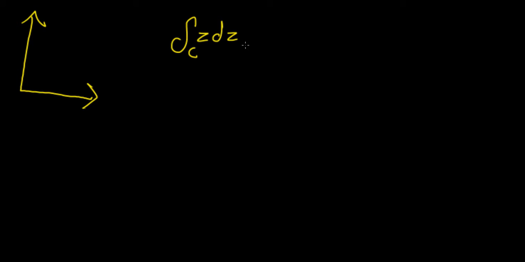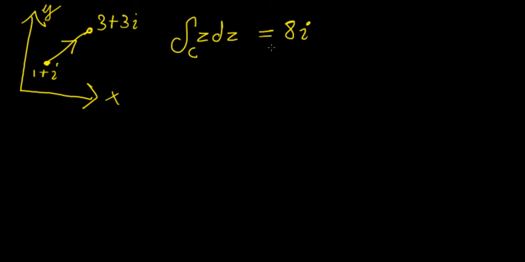In the last video, we talked about how to integrate the following function. We had the integral of z dz, and we were on the following path. The curve went from 1 plus i to 3 plus 3i. It was a straight line segment, and we found that the value of this integral directed along that curve was equal to 8i.